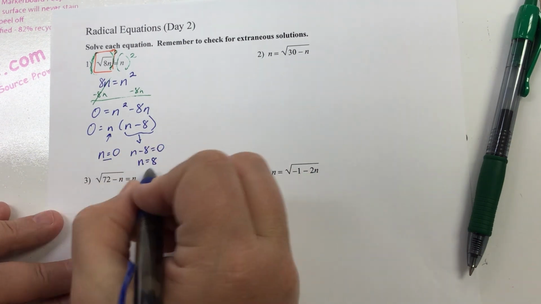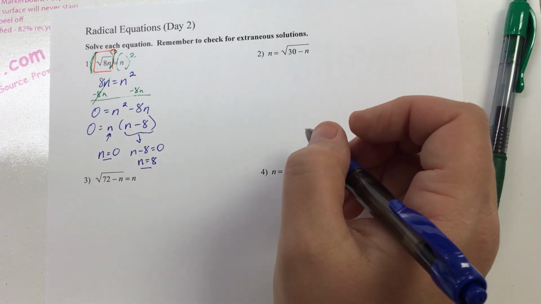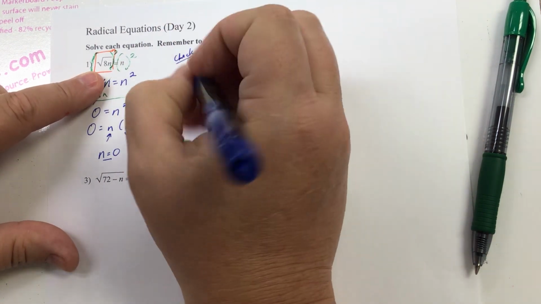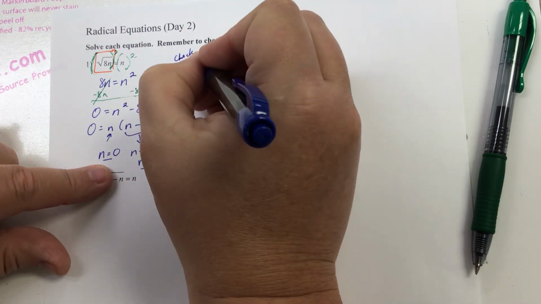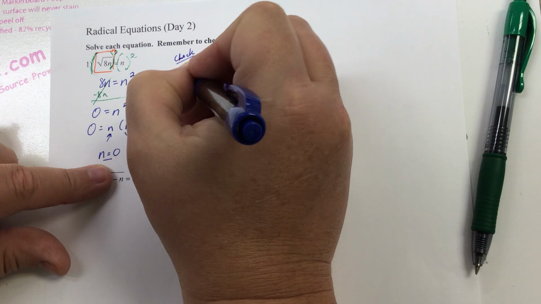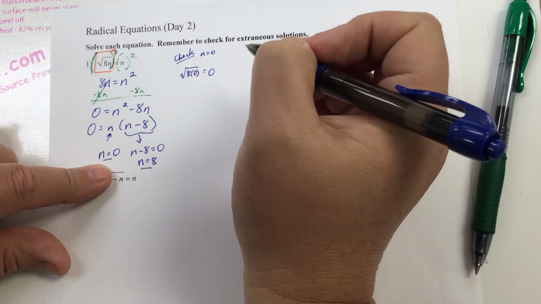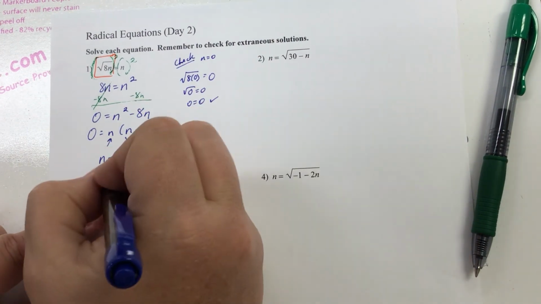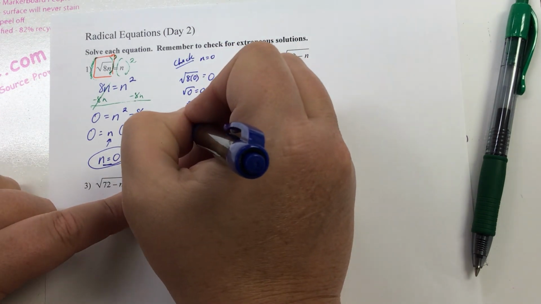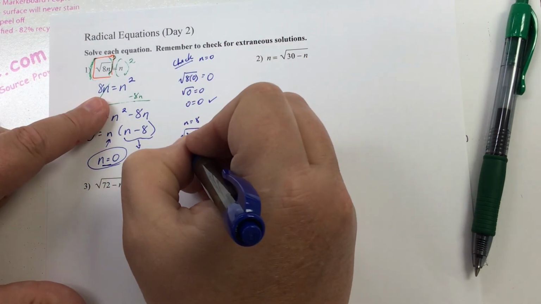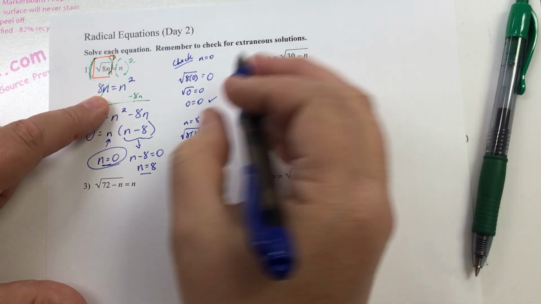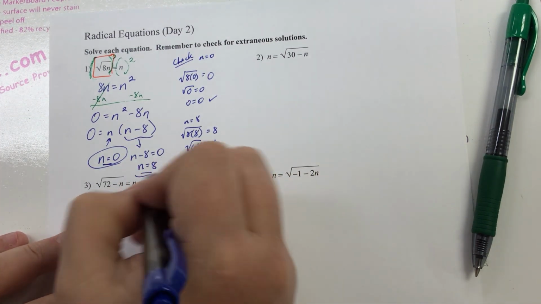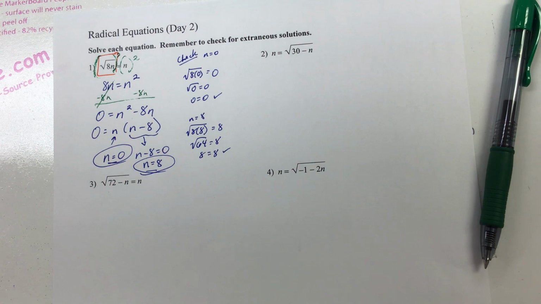Right now there are two possible solutions, and we need to make sure both of them work, because sometimes they don't. Check n equals 0: is the square root of 8 times 0 equal to 0? That's the square root of 0, which is 0, so that one works. Check n equals 8: the square root of 8 times 8 is the square root of 64, which is 8, so that works as well. So I have two answers here, n equals 0 and n equals 8.